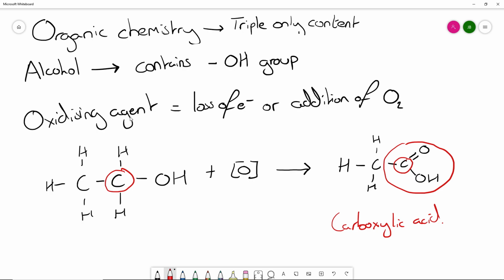We use an oxidizing agent here, and as I said, you draw it like this, which keeps it without you having to know what the oxidizing agent is. It just tells the examiner that you know this is an oxidizing agent. Right, next we'll go on to carboxylic acids. We'll lead into that, so let's clear this out.